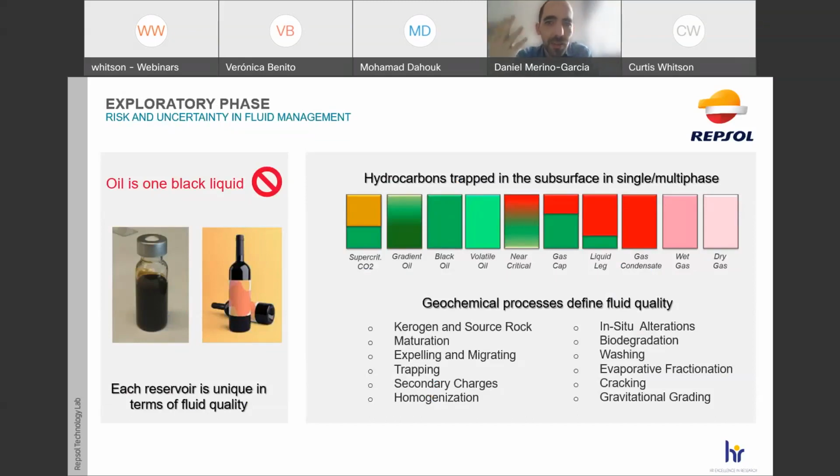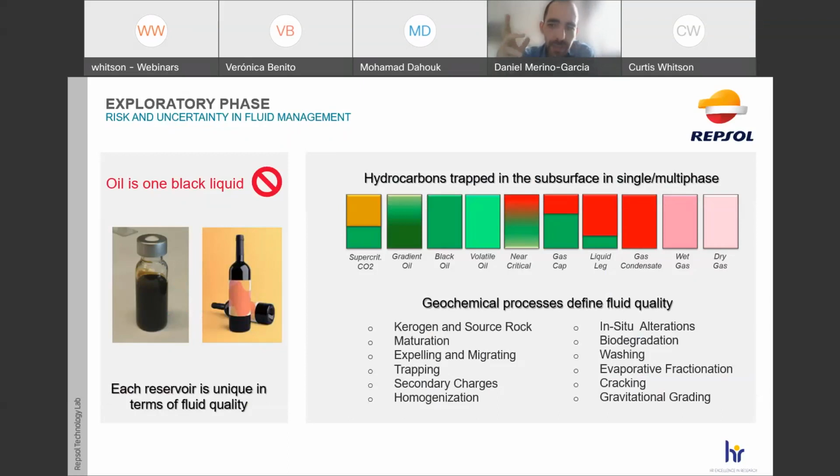dry gas, wet gas, condensate, volatile oil, black oil. You may have two phases in the same reservoir. You can have a gas cap, you can have a liquid leg. You may even find CO2 that has come from somewhere else mixed together with the oil and extracting some components and creating a cap that cannot really be called a gas cap because it's supercritical CO2.